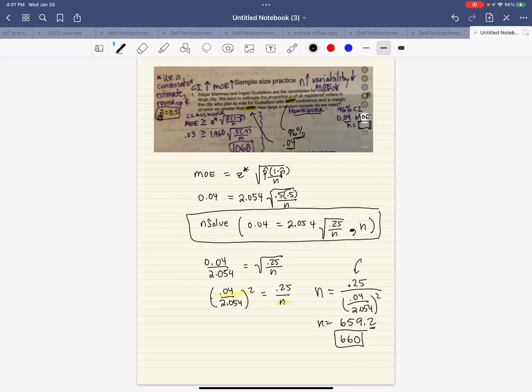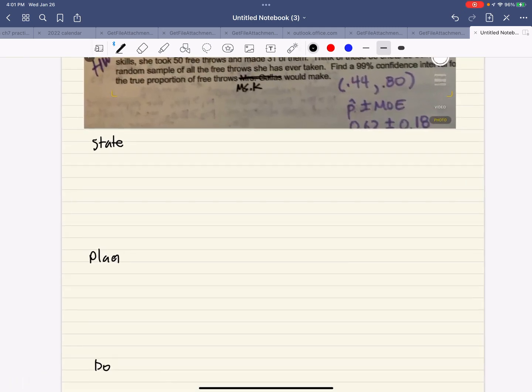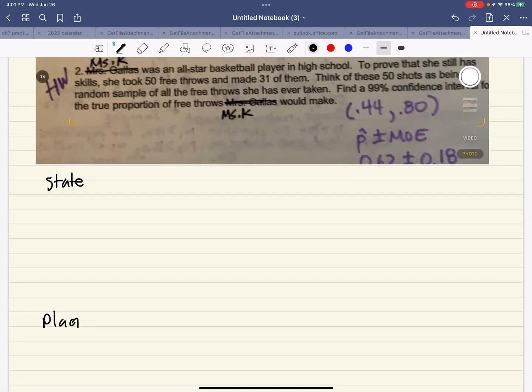All right, so we need to be able to do that for the test, and we also need to be able to state, plan, do, and conclude by heart. Yes, with our formulas, but no, not with our notes. In a calculator, before I left class today, I typed this into my big yellow TI Inspire and got that. I'm also going to show you how to get this same information off of a website calculator.